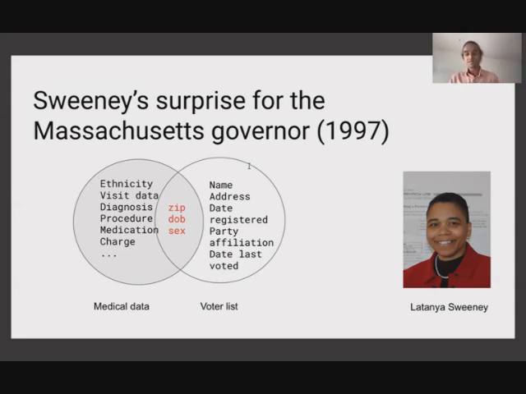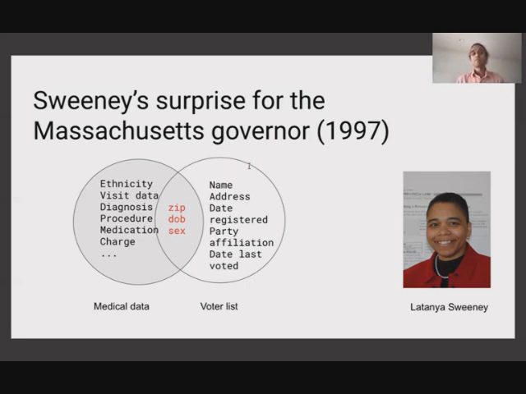What LaTanya did was she went to a publicly available voter list. This is available in Massachusetts, but is available, I think, in most states, where it has a list of all voters, and it has their name, their address, what date they registered, what party they're affiliated with, the last time they voted. And it also has zip code, date of birth, and sex. She went and found the Massachusetts governor on that voter list, right? And it's easy to find somebody because it has the name, right?